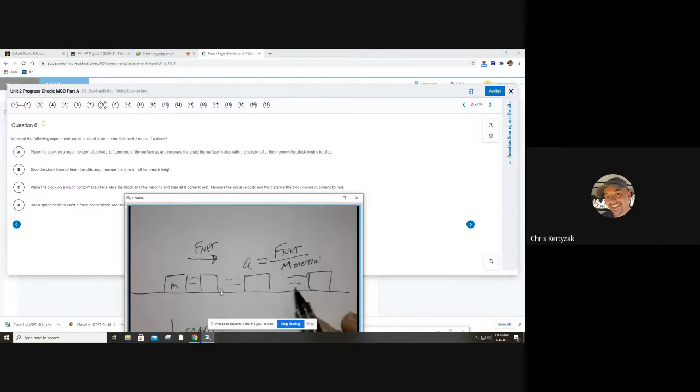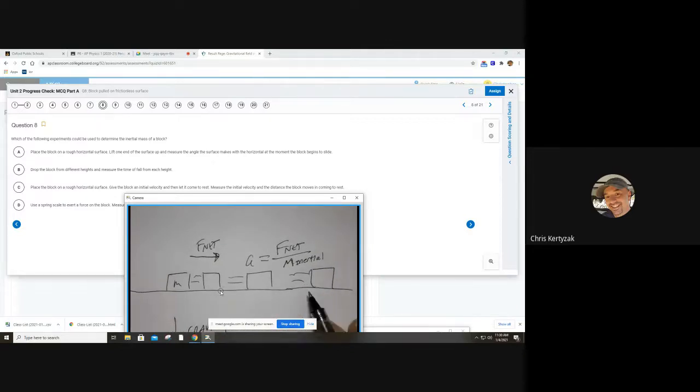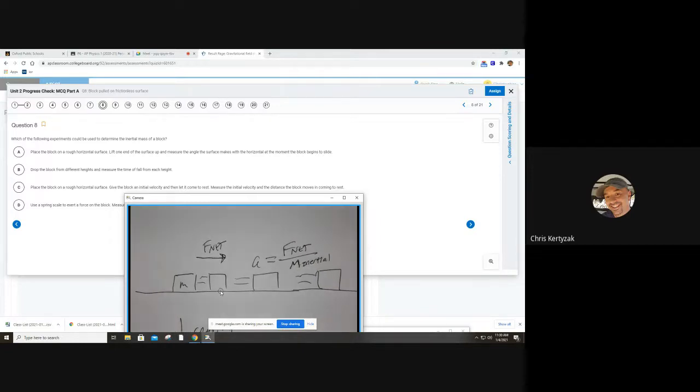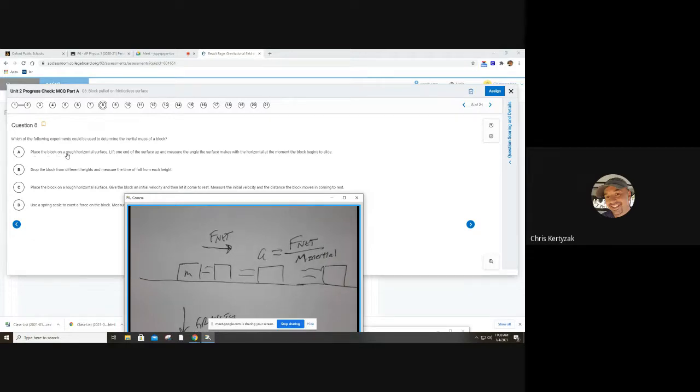All right, so you'd want to be looking for some sort of experiment in this question that they've asked, which is, which of the following experiments could be used to determine the inertial mass of a block? Definitely want something that's involving something that moves sideways. Let's read them. A, place the block on a rough horizontal surface.